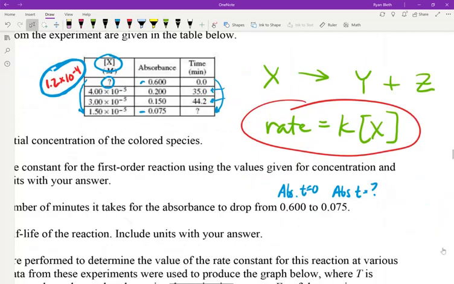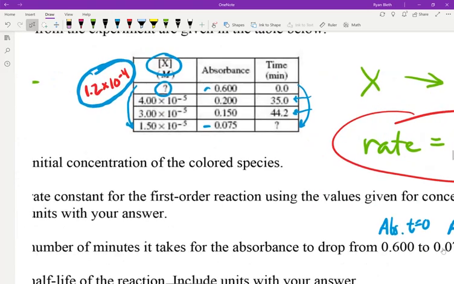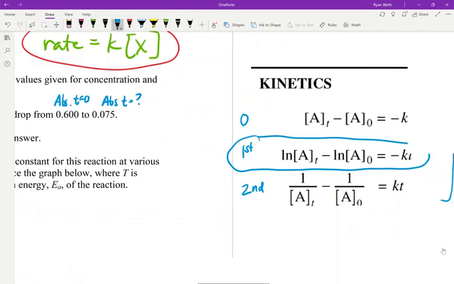And that you kind of have to catch as an eyeball test, I guess. Notice what's happening with absorbance in this data table. To go from 0.6 to 0.075, or even from 0.6 to 0.15, if you're good at mental math, you might notice that those are all multiples of each other. So think about it as a half-life approach.